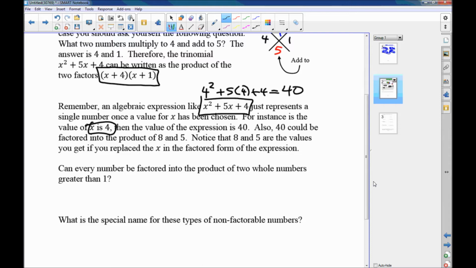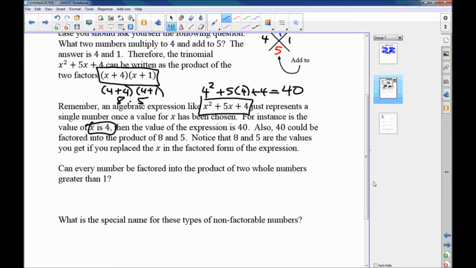Also, 40 can be factored into the product of 8 and 5, because two things that multiply to make 40 are 8 and 5. Notice that 8 and 5 are the values you get if you replace x in our factored form. So if I put 4 in here, I get 8 times 5. No matter what value of x I pick, it finds two numbers that multiply to make that value.